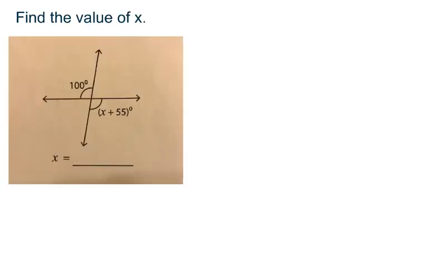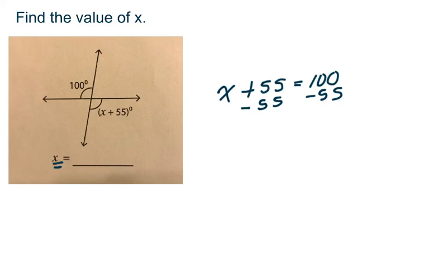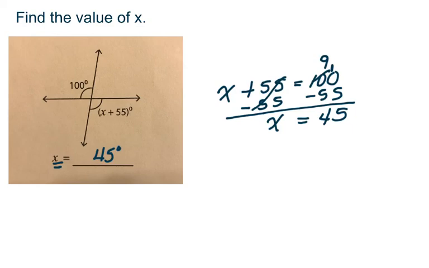I want to do one more vertical angle that's a little bit different than the multiplication. So you see these are the same. So they want me to solve for x, find the value of x. I'm going to say x plus 55 equals 100. Okay, so I'm going to do the opposite, minus 55, minus 55. Borrow, makes that 9, that 10. 10 minus 5 is 5, 9 minus 5 is 4, so my x equals 45. So in this equation, x equals 45 degrees.